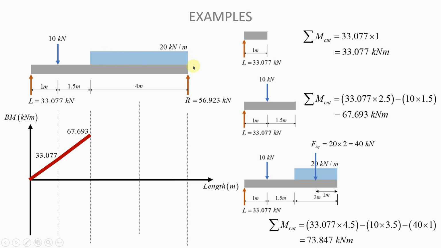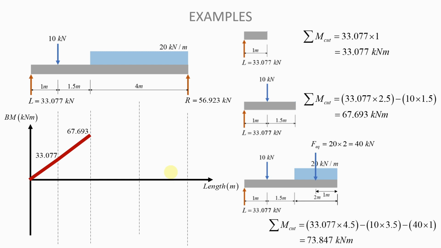Where you have a distributed load on the bending moment diagram, you're going to have a curve and not a straight line. It's going to be a curve. So because we have a distributed load all through the rest of the beam, this remaining segment will have a curve. Very important to understand that.